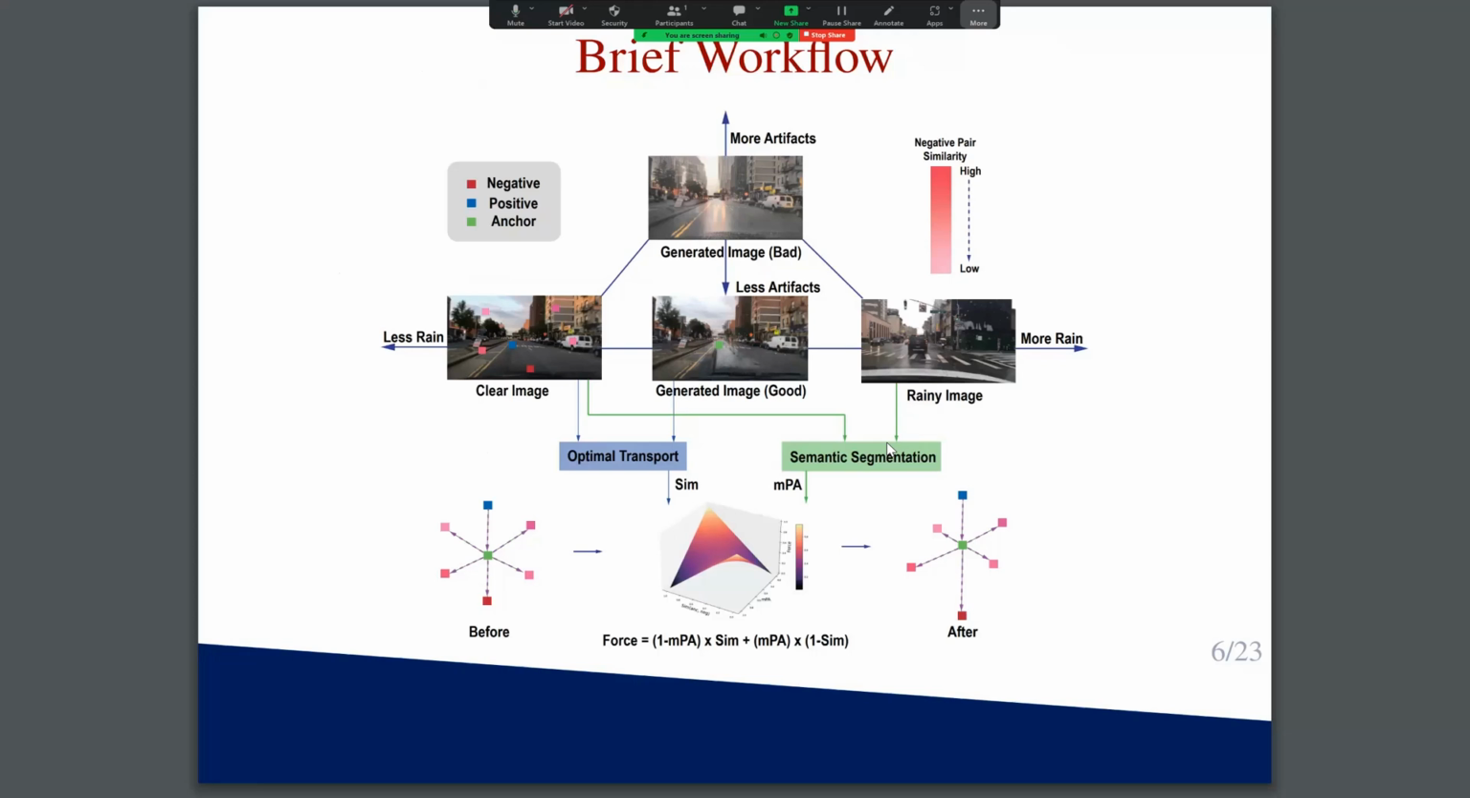On the lower half, we take the clear image and generated image and go through optimal transport to get the pixel-level similarity. Meanwhile, we take the clear and rain images and go through semantic segmentation to get the semantic information similarity, mIoU. Now, using the mIoU and similarity, we can compute the contrastive learning force or weight to regularize the rain generation process, so we can automatically control the amount of rain we want to generate.